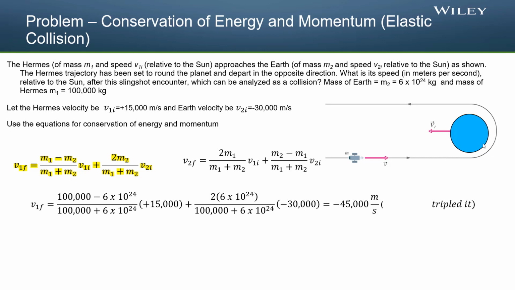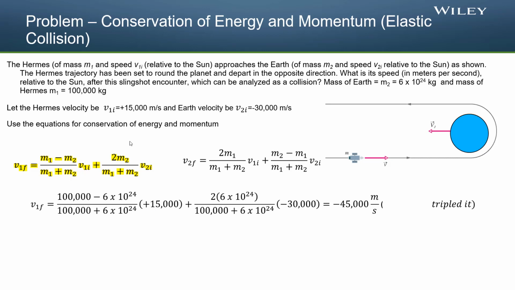Okay, so I want to know the velocity of the Hermes after the collision. So I'm going to use this equation. So mass 1 is the Hermes, so 100,000 minus the mass 2, which is Earth, 6 times 10 to the 24th, divided by the sum of the masses, 100,000 plus 6 times 10 to the 24th, times velocity of the Hermes initial. It's moving to the right, so times plus 15,000.